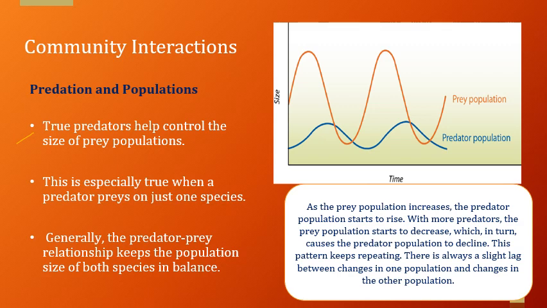This is especially true when a predator preys on just one species. So generally, the predator-prey relationships keep the population size of both species in balance. Okay, di ba? Nababalance siya. Kapag walang predator, as mentioned during our previous discussion, dadami ang mga prey. Like for example, yung mga herbivores. Dadami ang mga herbivores, and dapat kapag dumami ang mga herbivores, maubos ang mga autotrophs natin, which are the plants. Okay, so these are their functions in the ecosystem.